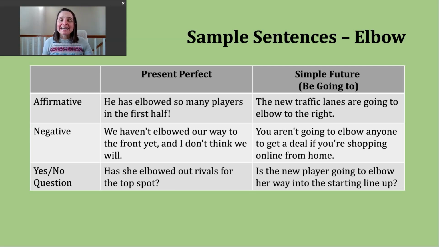Now let's look at a negative sentence in the simple future. To do this, again, we pay attention to our subject and we're going to match the form of be. Then we'll use not, then going to, and our base verb. Here's another example. You aren't going to elbow anyone to get a deal if you're shopping online from home.